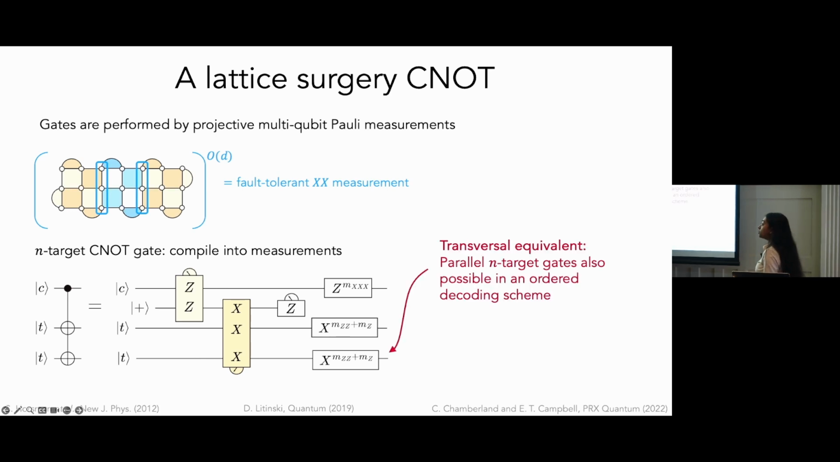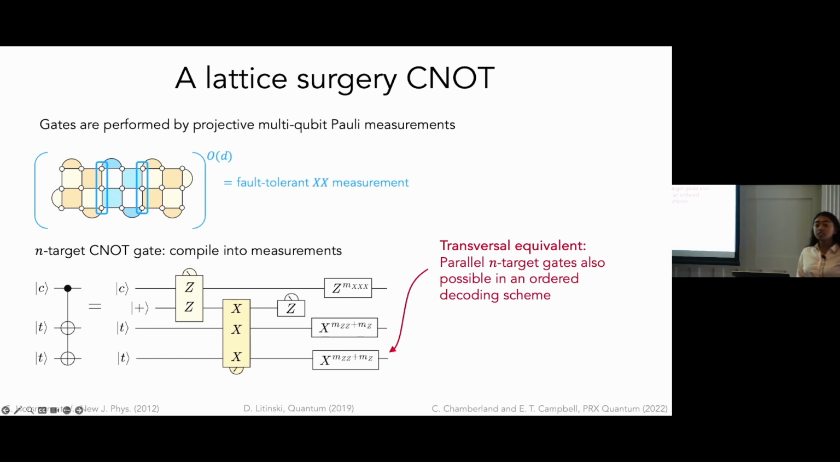So I can also do this control target using back-to-back CNOTs in a transversal scheme without violating the requirements of my ordered decoding, needing to decode target first and then control, because I can still decode my target and then use that information to update my control. But if there was control target here, then I would need to separate them and isolate them in order to identify the corrections.